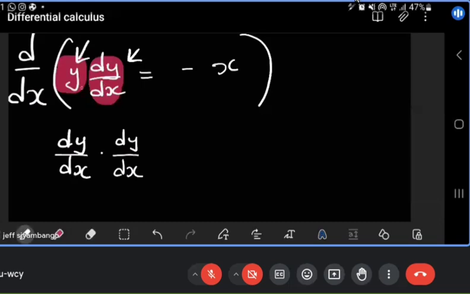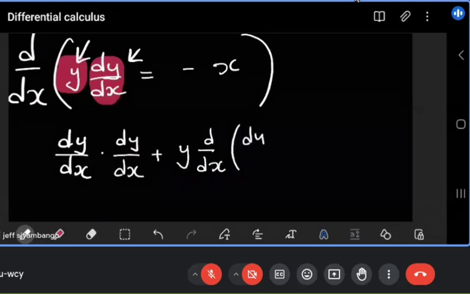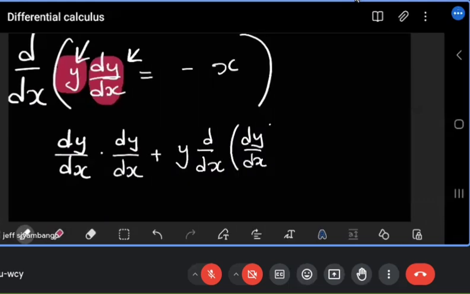Here, I kept dy/dx constant. I differentiated y. Now, I will keep y, and I need to differentiate dy/dx. So I am differentiating with respect to x. I am differentiating dy/dx. That is now everything on the left side. On the right side, I am differentiating negative x, which will just give me negative 1.